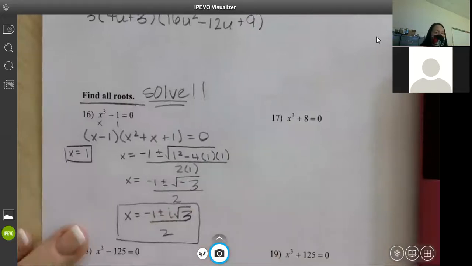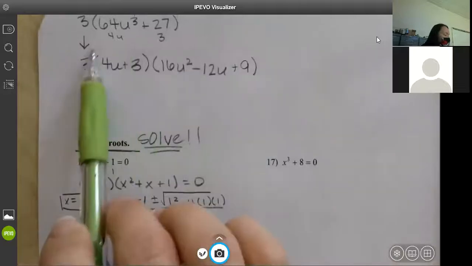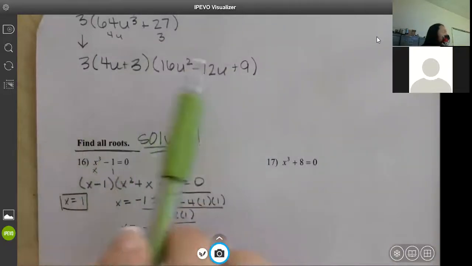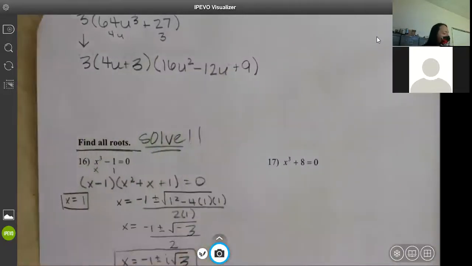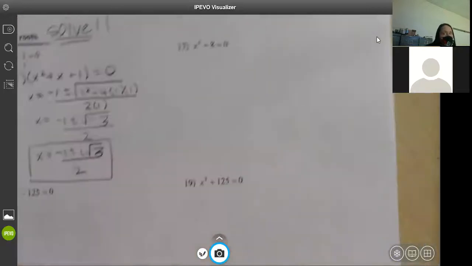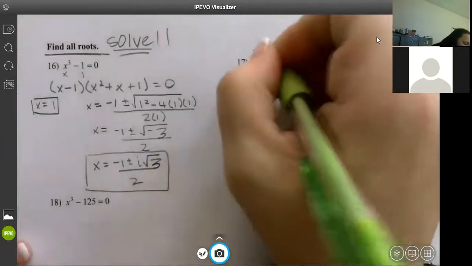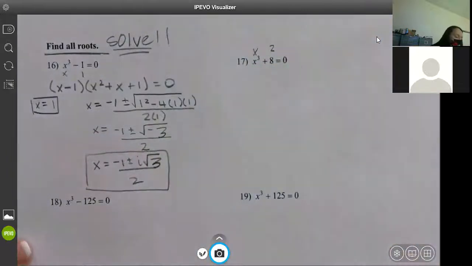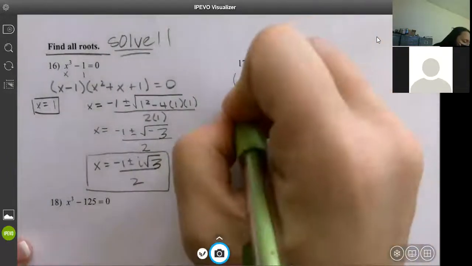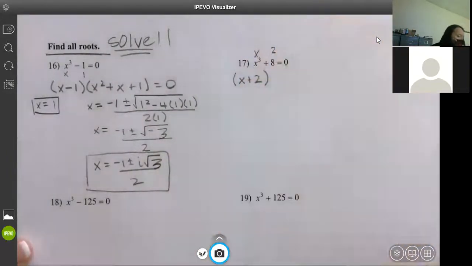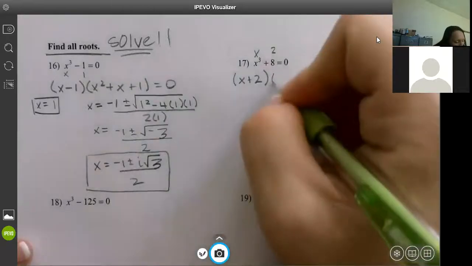If you pull out a GCF like we did up here, remember the GCF doesn't matter, you'll just solve these 2, okay? Only if you pull out a GCF of a variable. Same thing on this one. Take the cube root, you have x and 2. So write what you see, x plus 2.